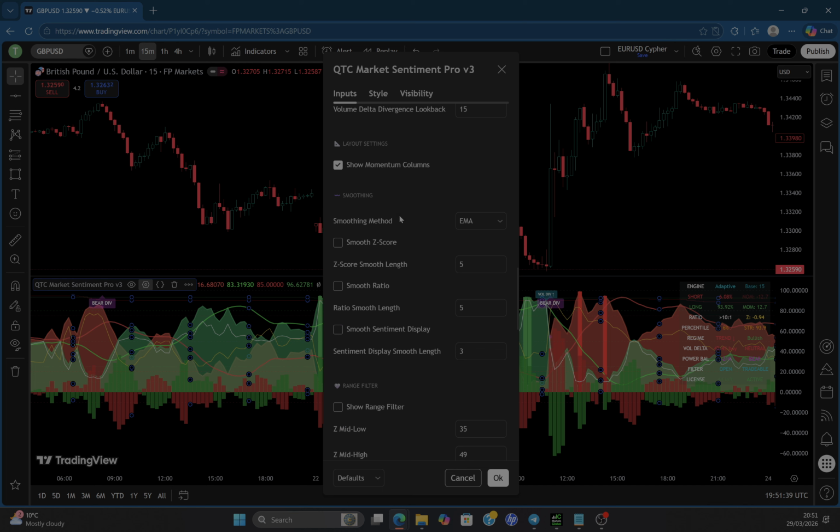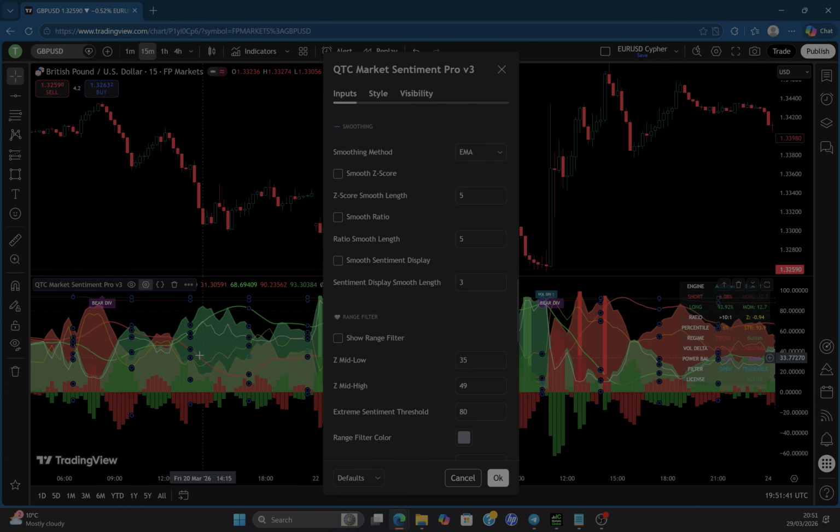You also have options where you can smoothen the yellow and the white lines, the z-score and the ratio, the long and short ratio. Because they are fast moving, you have an option where you can apply smoothing, a moving average, onto them. Either an exponential moving average, or a smoothing moving average, or a regular moving average.